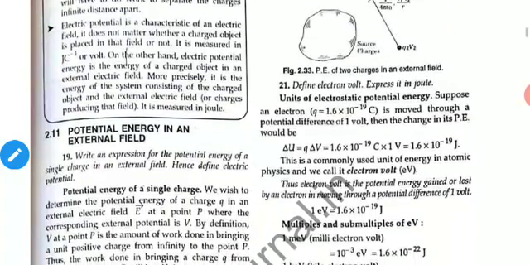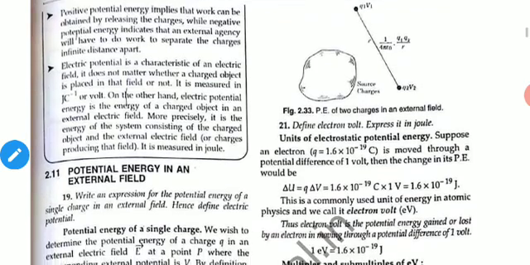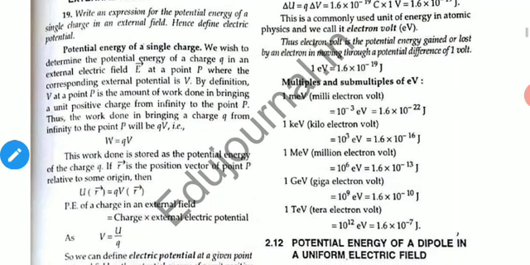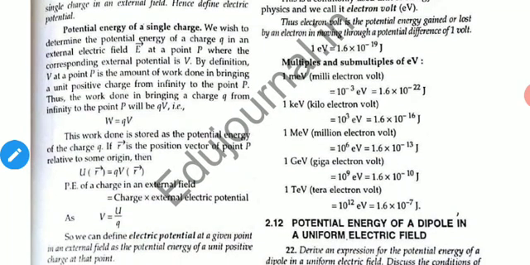Now students, our next topic is potential energy in an external electric field. If there is any external field and we take any point P in that external field, and we want to find the work done for that point, then we can calculate it by just multiplying charge and the potential of that point.